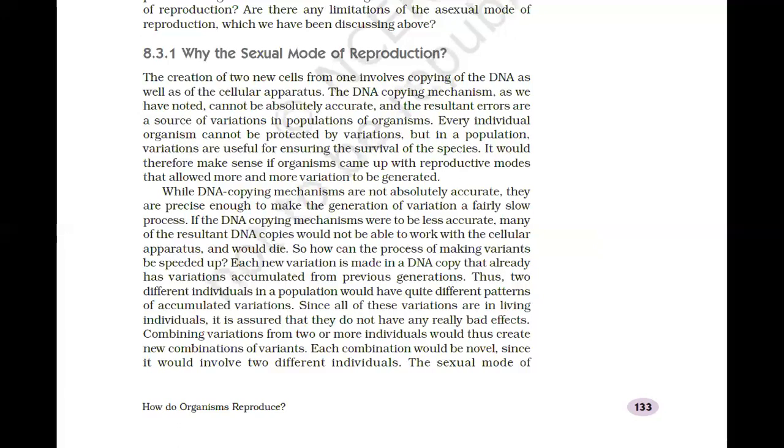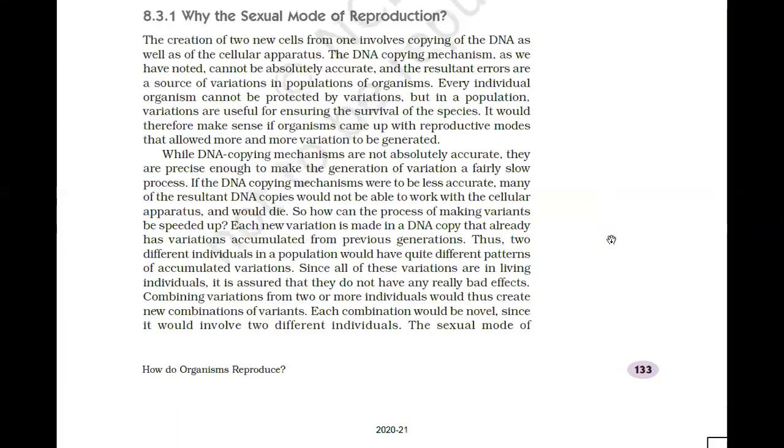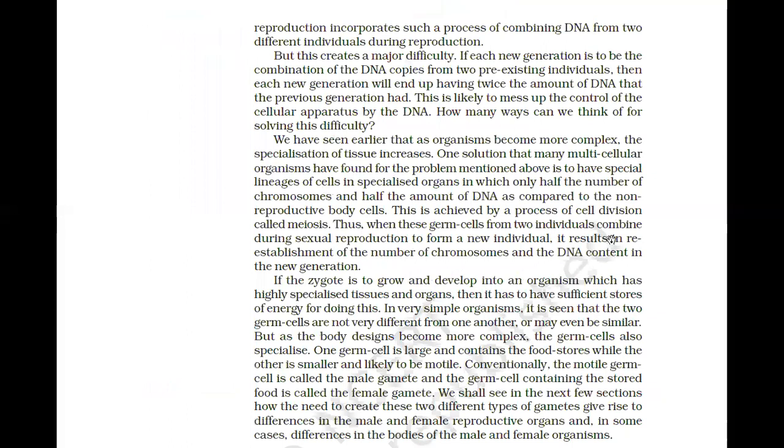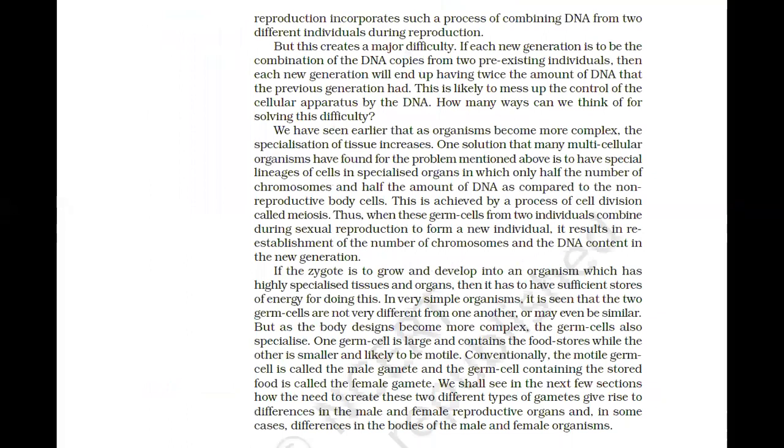Combining variations from two or more individuals would thus create new combinations of variants. Each combination would be novel since it would involve two different individuals. The sexual mode of reproduction incorporates such a process of combining DNA from two different individuals during reproduction. But this creates a major difficulty.